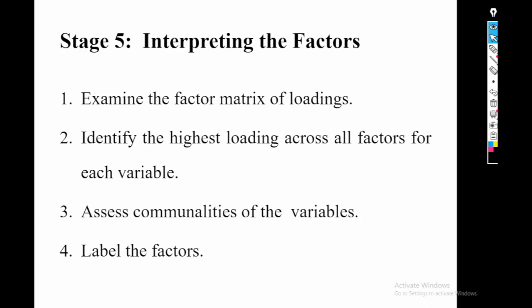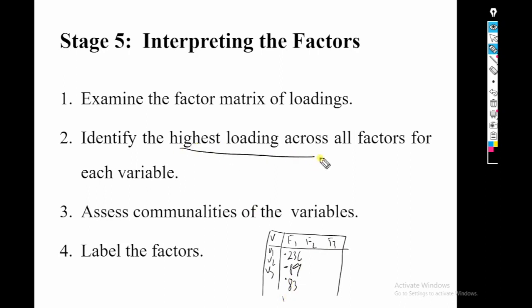Now interpreting the factors. Examine the factor matrix, the factor loadings, and on the basis of the factor matrix we interpret the result. Identify the highest loading across all factors. When we conduct the exploratory factor analysis, we obtain values like this. These are the variables v1, v2, v3, and these are the factors f1, f2, f3, like 0.236, 0.87, 0.83. So we take the highest loading across all factors.